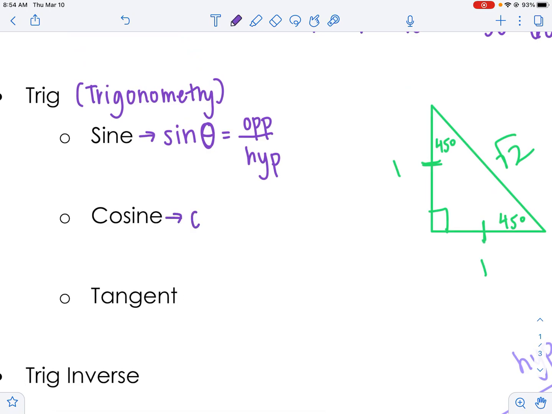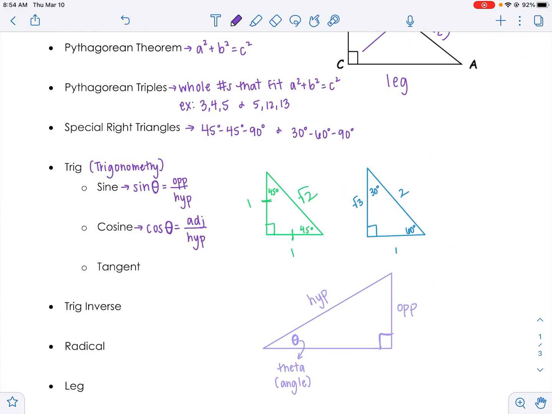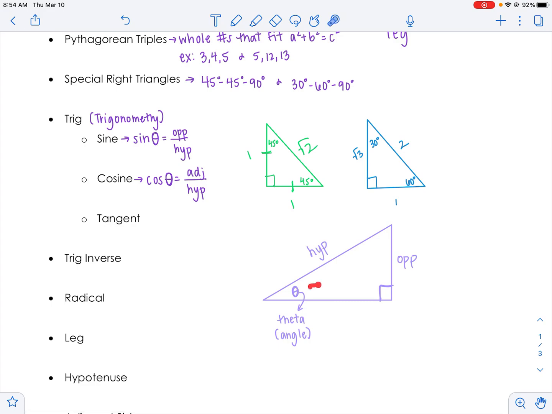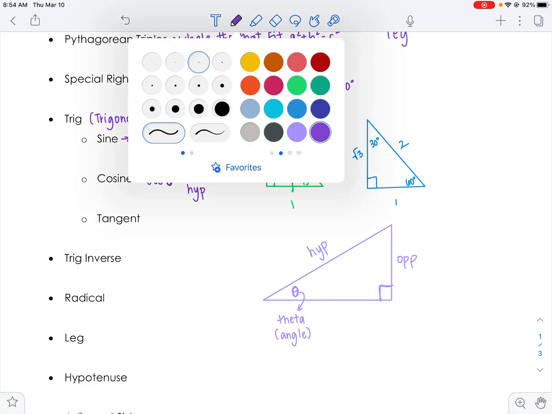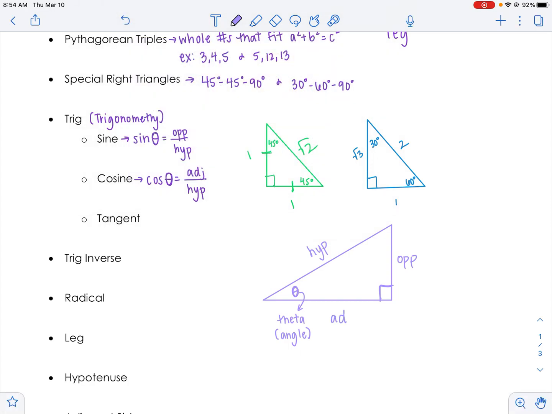Now, cosine, we abbreviate to COS. So cosine of theta isn't opposite over hypotenuse. Cosine of theta would be adjacent over hypotenuse. So if I go back to this triangle, well, opposite theta is opposite. Opposite the box is hypotenuse, and then that last side would be the adjacent side.